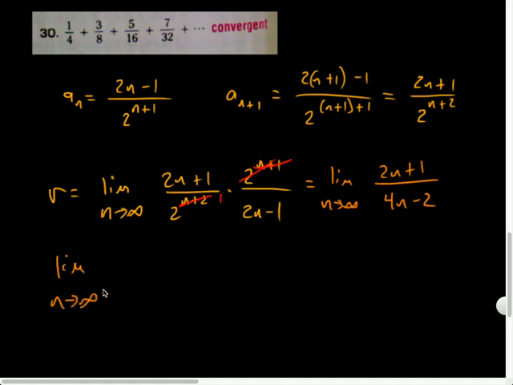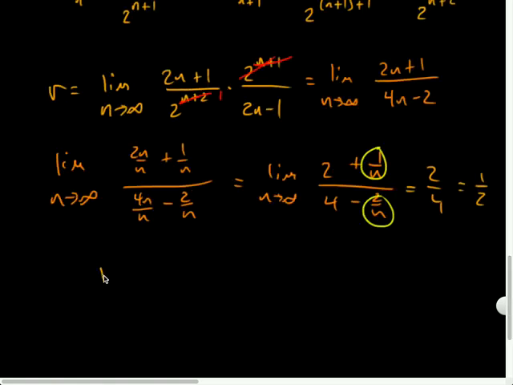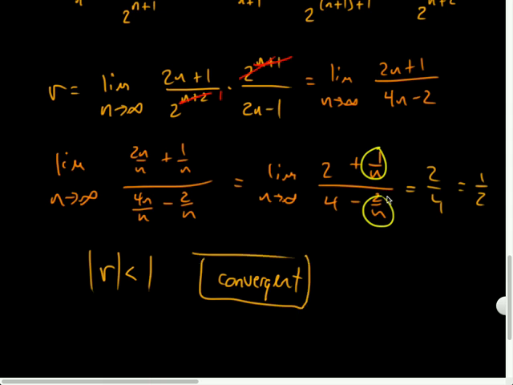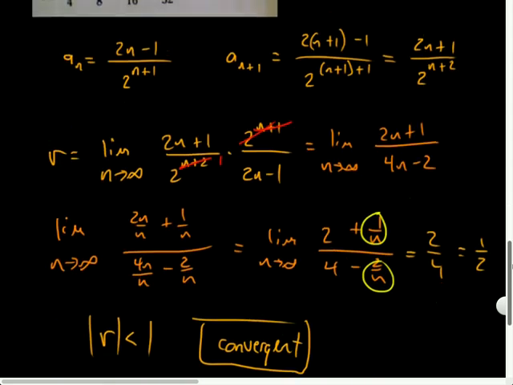Why not? So limit as n approaches infinity of 2n over n plus 1 over n over 4n over n minus 2 over n is the limit as n approaches infinity of 2 plus 1 over n over 4 minus 2 over n, and then these are approaching 0. That approaches 2/4, which is 1/2. And because absolute value of r is less than 1, this is convergent. All right? Good stuff. So actually, a lot of the skills of pattern recognition, like figuring out this term, are going to be very helpful for today's lesson, which is sigma notation, which we will do in but a moment.